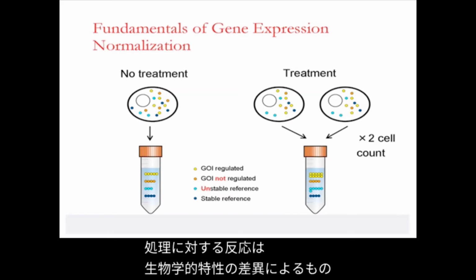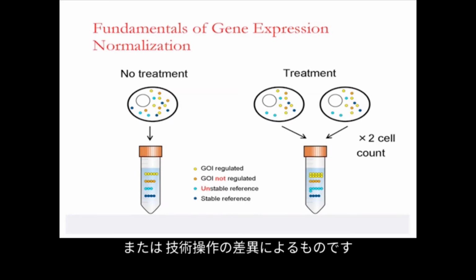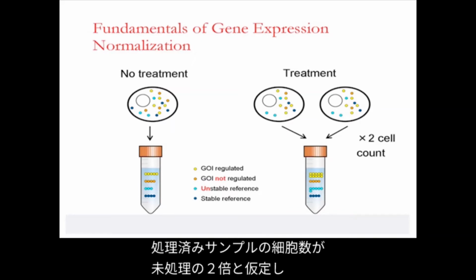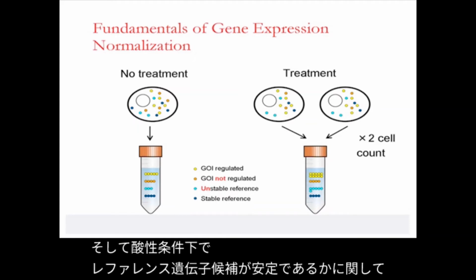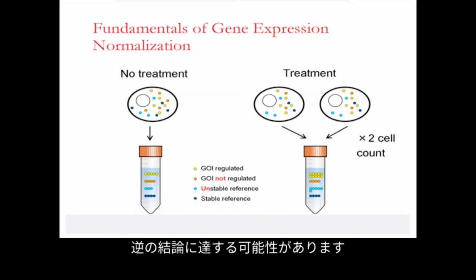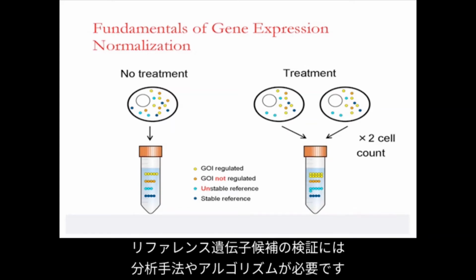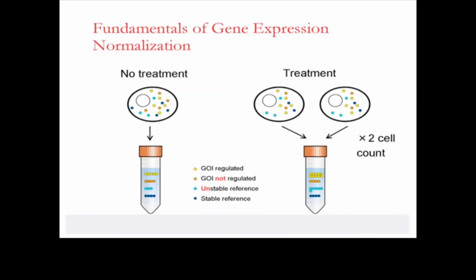Due to differences in the biology of the treatment response, or differences in the technical handling due to the treatment response, suppose that the treated sample contains twice the number of cells as the untreated sample. With this factor unknown to us, we may reach an opposite conclusion as to which gene of interest is regulated due to the treatment, and which reference gene candidate is stable under assay conditions. An analysis approach and algorithm is necessary to evaluate reference gene candidates.